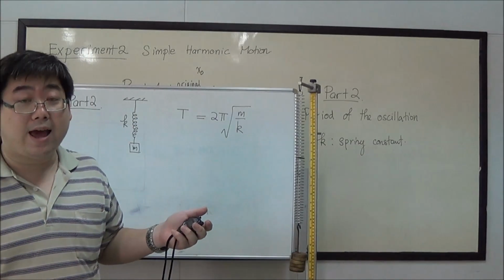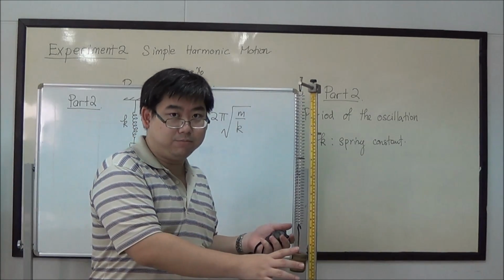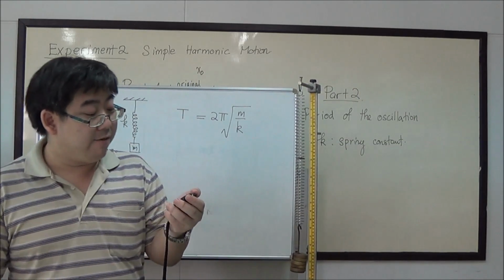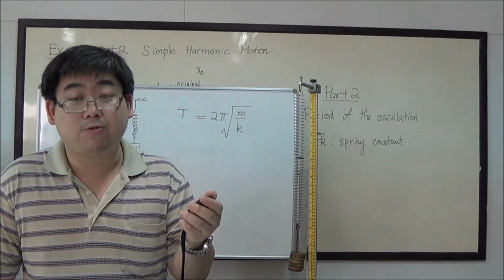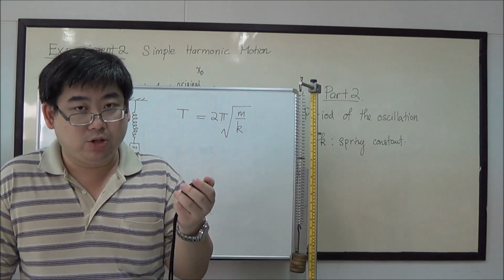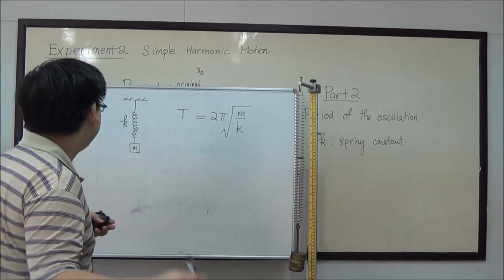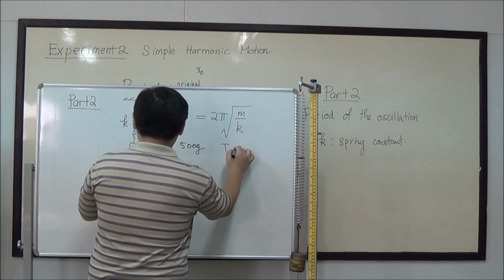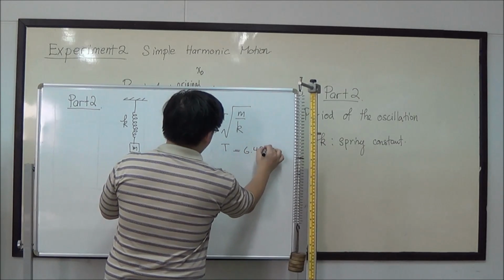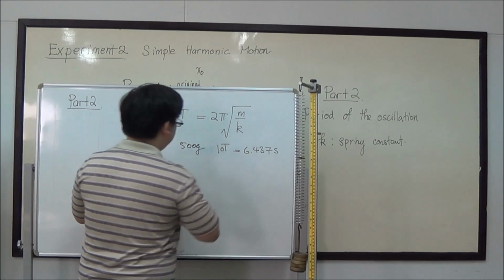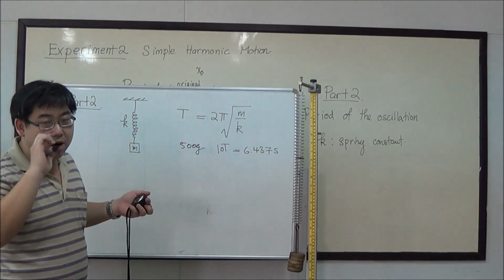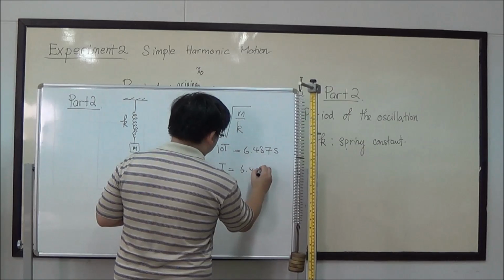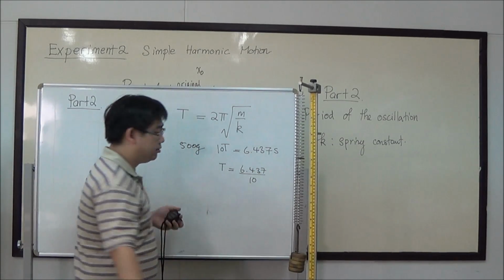You time it such that it oscillates 10 times. So you get 10 times of the period. And here I've got about 6.437. What I'm going to do, I'm going to divide this number. So 500 grams, the period T is 6.437 seconds. And this is 10 times of the period. So in order to get one period, I'm going to divide this number by 10.